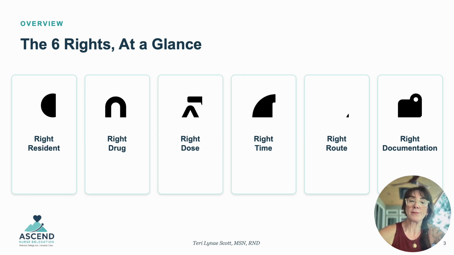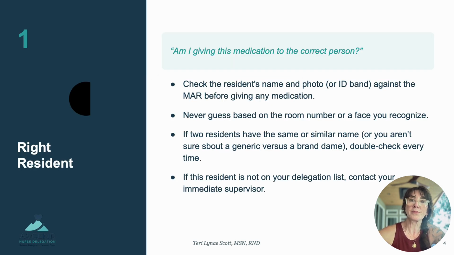Here are the 6 rights: the right resident, the right drug, the right dose, the right time, the right route, and of course, the right documentation. Let's take a look at each one of these.